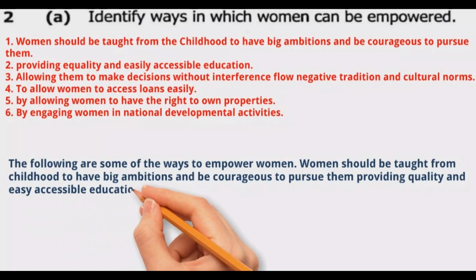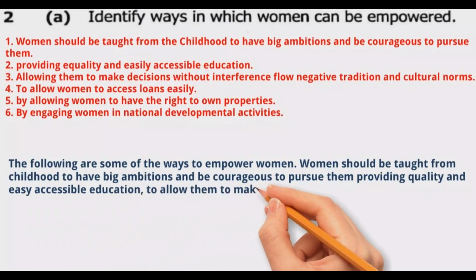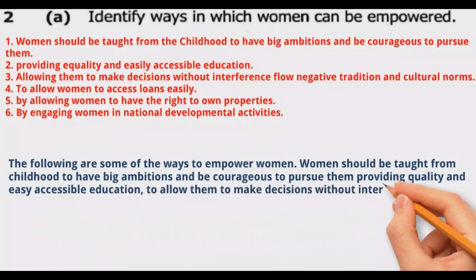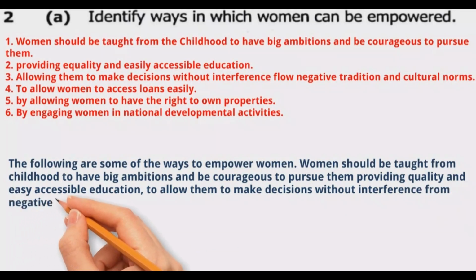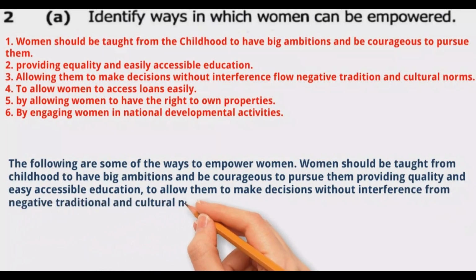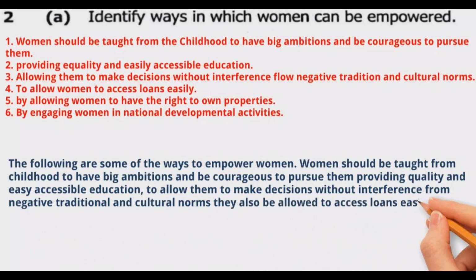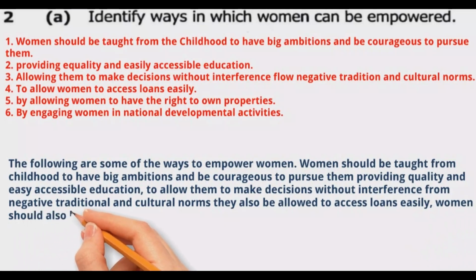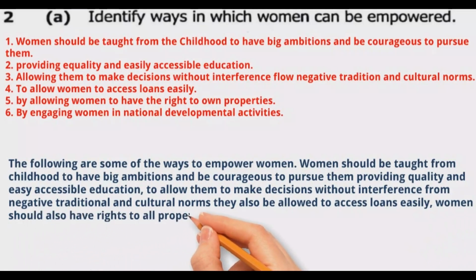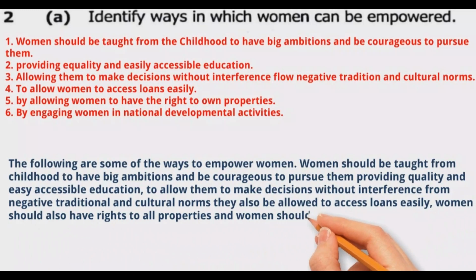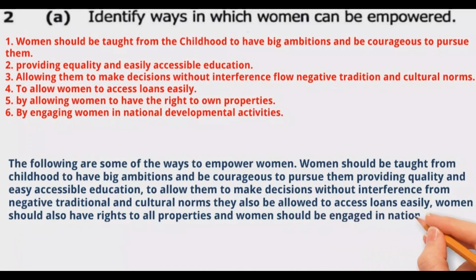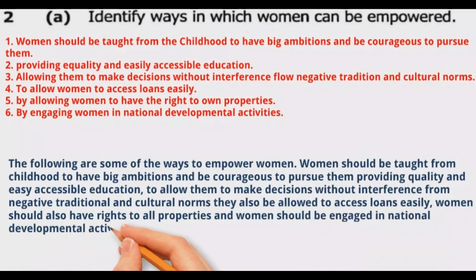Providing quality and easily accessible education to allow them to make decisions without interference from negative traditional and cultural norms. They should also be allowed to access loans easily. Women should also have the right to own properties, and women should be engaged in national developmental activities. Okay, so that is the short essay that you can come up with on that question.